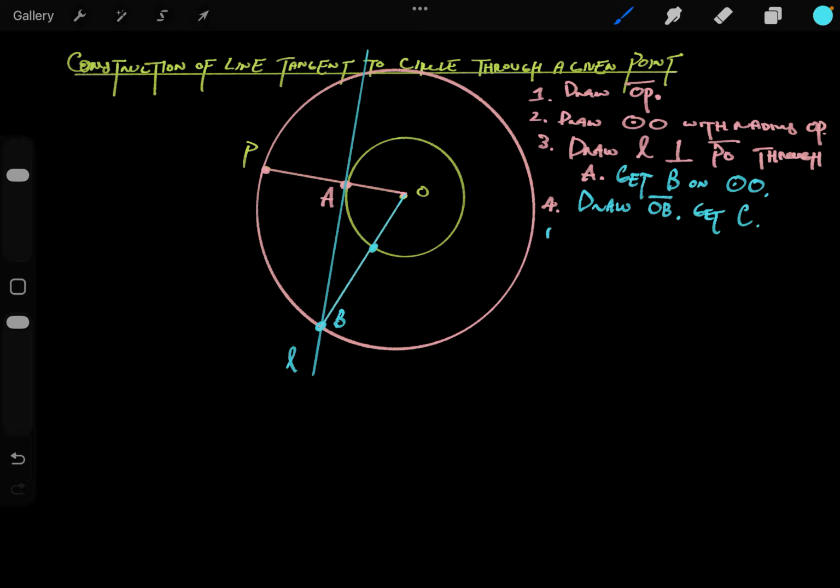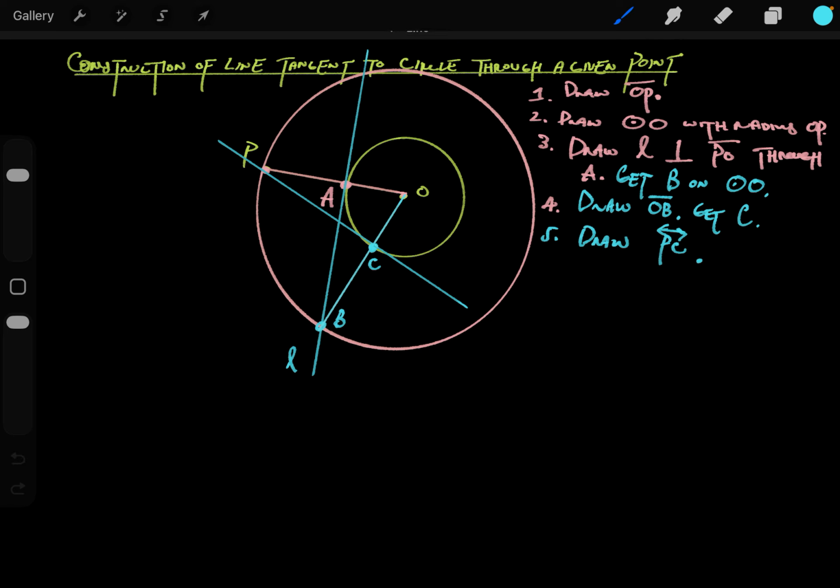And then last step, this is C, draw PC. And if you draw a line, it might look a little bit nicer. So let's try and draw a line. Okay, not bad. Not too bad.